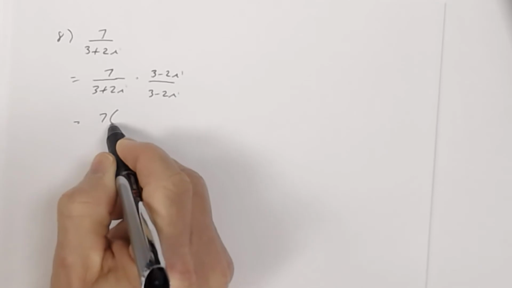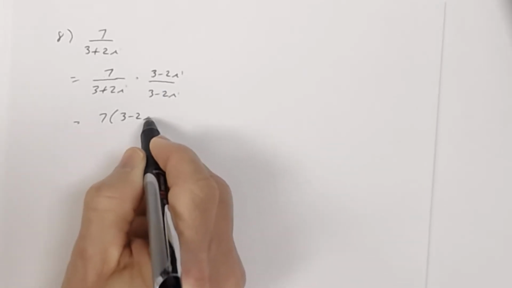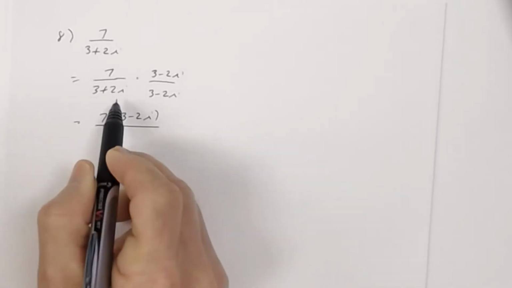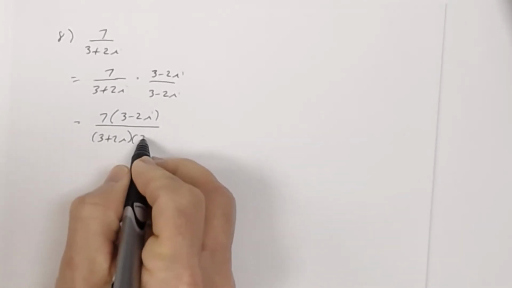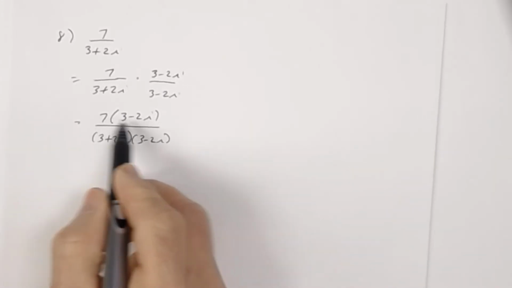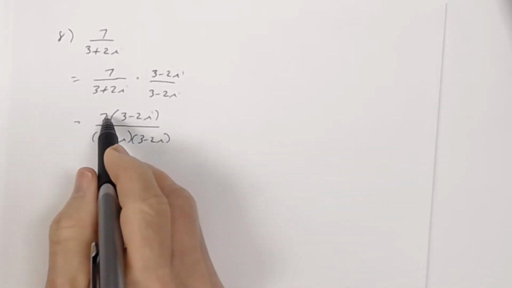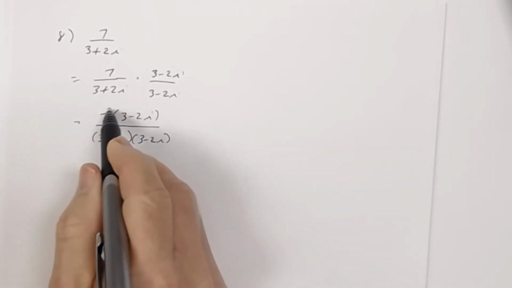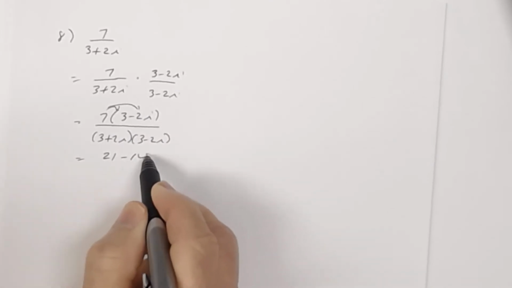I get 7 times, I'm going to put this as one fraction now, 7 times 3 minus 2i divided by, and then I'm just going to go ahead and rewrite this. I get 3 plus 2i times 3 minus 2i. Okay? All right, now let's look at the numerator. So now we've got to get rid of the parentheses. So in the numerator, I'm just going to use the distributive property. So I get 21 minus 14i.